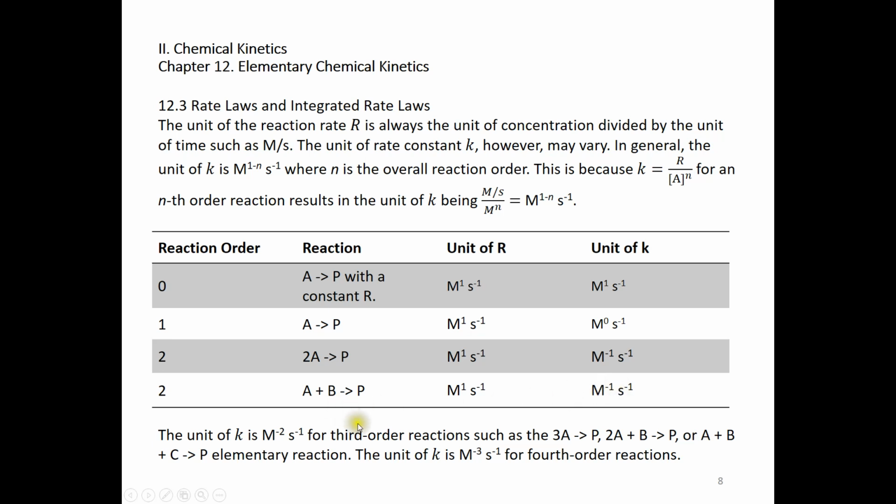What if you have a third order reaction, such as 3A to P, 2A plus B to P, or A plus B plus C to P? For this kind of elementary reaction, the unit of k is molar to the power of negative 2, second to the power of negative 1. We just use the same formula. For fourth order reactions, molar to the power of negative 3, second to the power of negative 1. Honestly, I have never seen any fourth order reactions myself, including in textbooks or scientific papers.